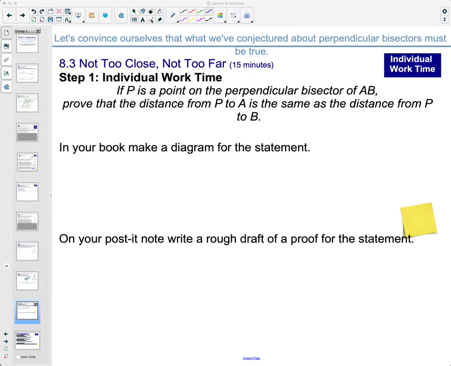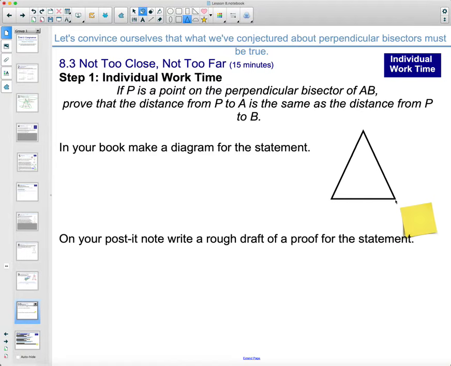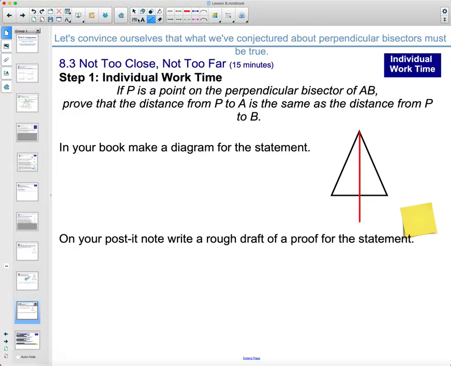Just like I did on that last screen, draw yourself a triangle. You know that you have the perpendicular bisector. So we know when we draw this next line that this is hitting at a 90-degree angle. And we've got the congruent lengths here. And then this would be P. Then you can label this point whatever you want. If you want to label this point C, that's fine.